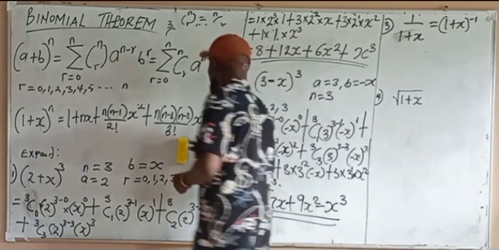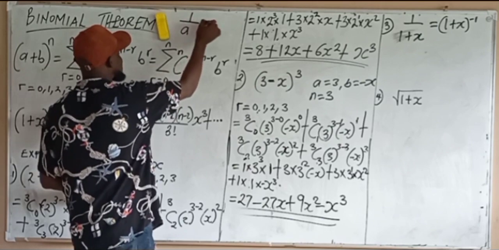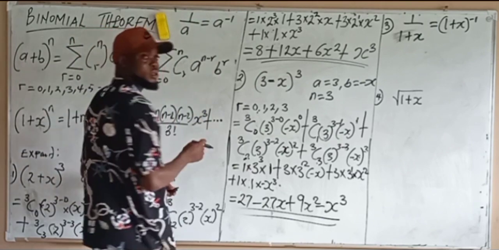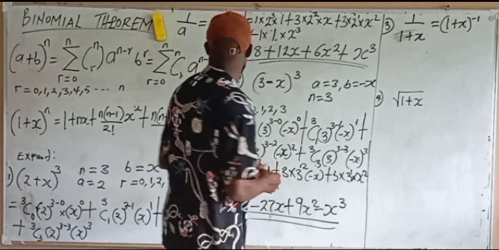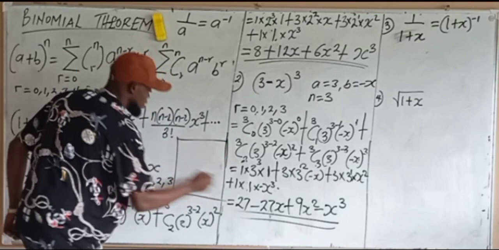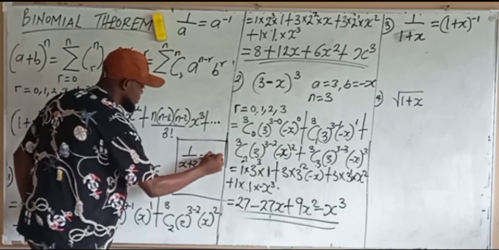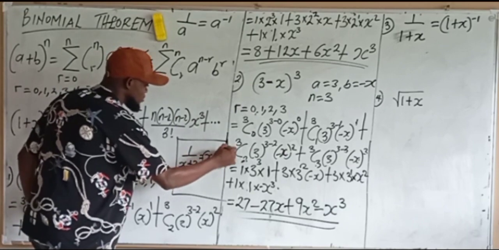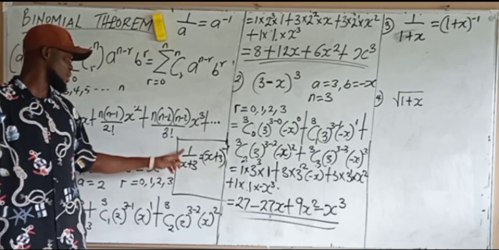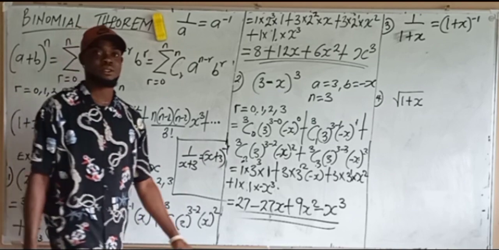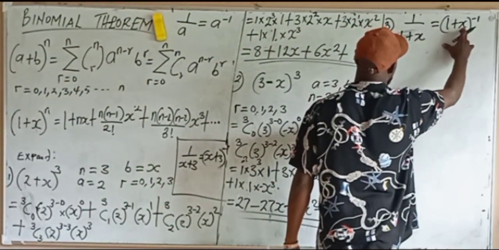Because look at it. Any number 1 over, let's say a, can be written as a raised power minus 1. You have 1 over the number, means that number raised power minus 1. That's the meaning. If I ask you now, what is, let's say, 1 over x plus 3? It means x plus 3 raised power what? Minus 1. That's the meaning. So x plus 3 raised power negative 1. So 1 over 1 plus x, see it as 1 plus x raised power what?